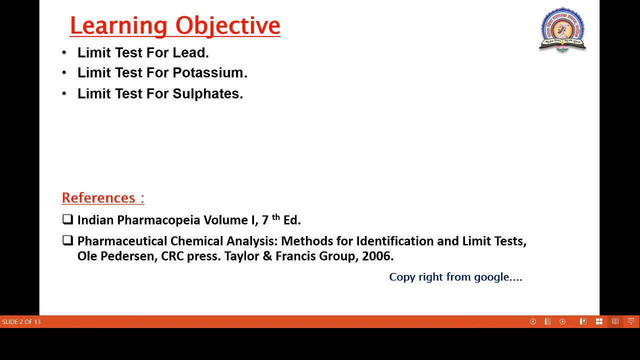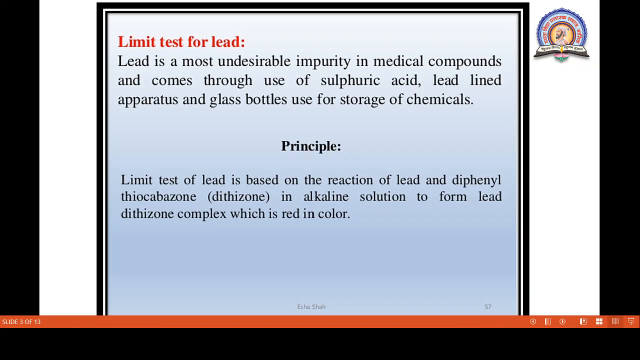These are the references I have used for this lecture. We start with the first, that is the limit test for lead.